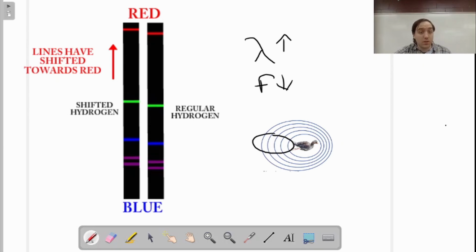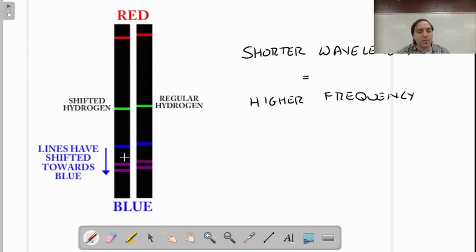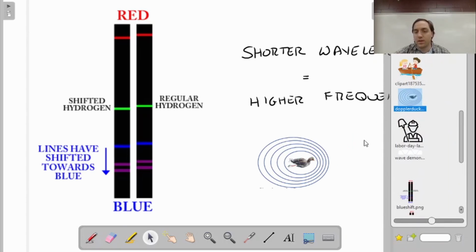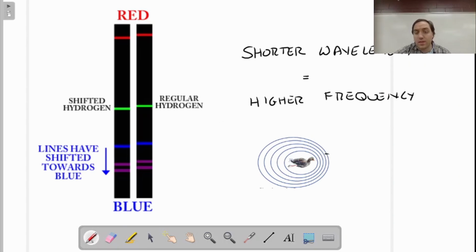If we flip the script and talk about a blue shift, something where the lines have moved down, shifted towards blue, they have a shorter wavelength and a higher frequency. Again, to bring it back to the duck, we're on this end, where the waves are more clumped together. In this case, the object, the planet, the star, is moving towards us.